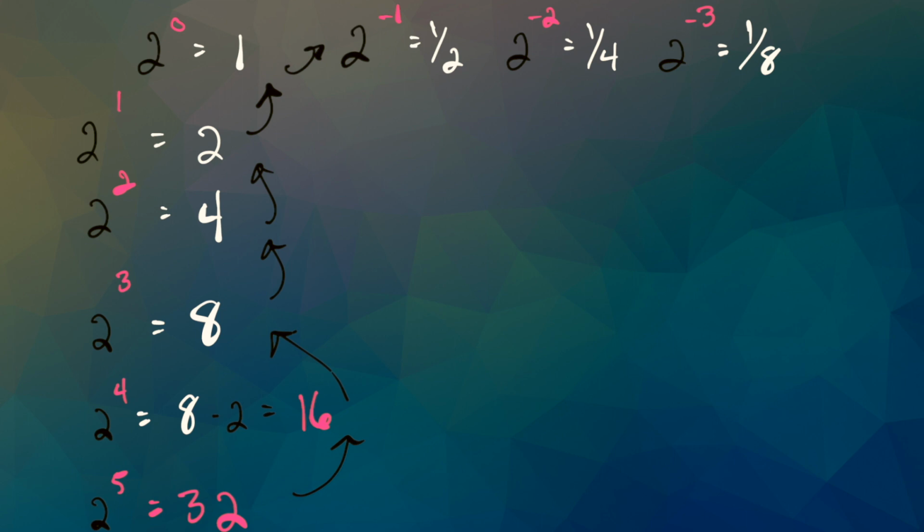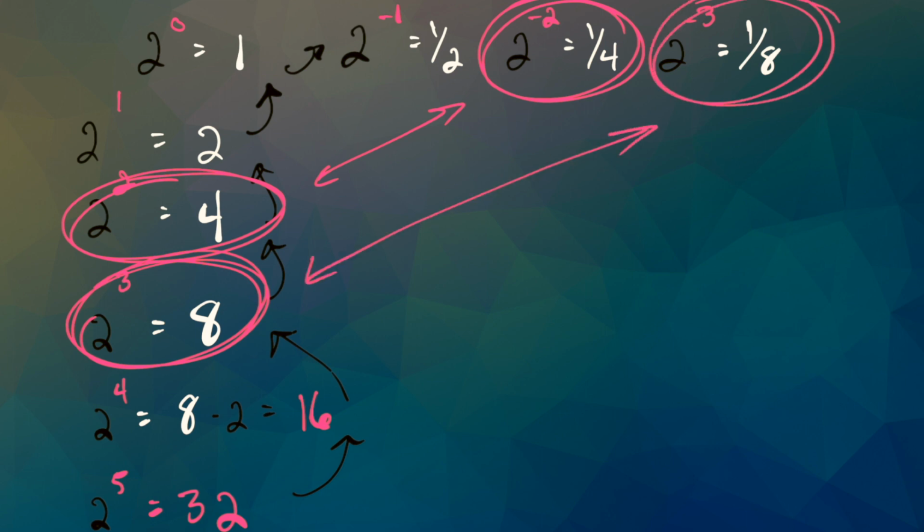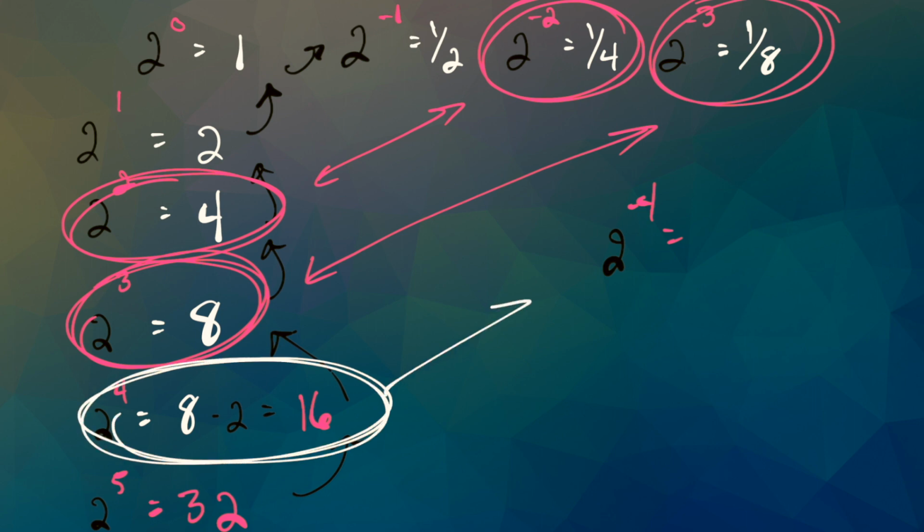And hopefully at this point, you're starting to see a connection. 2 to the positive second was 4, and 2 to the negative second was 1 fourth. 2 to the positive third was 8, and 2 to the negative third is 1 eighth. That's that reciprocal connection we were seeing earlier. Knowing that, can you tell me what 2 to the negative fourth is supposed to be equal to? You could compute it as half of an eighth, just like we were doing a moment ago. But you could also see that if 2 to the positive fourth is 16, then 2 to the negative fourth must be 1 over 16, or more accurately, 1 over 2 to the 4th. That is that reciprocal relationship we see between positive and negative powers.